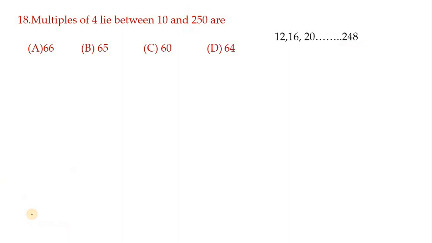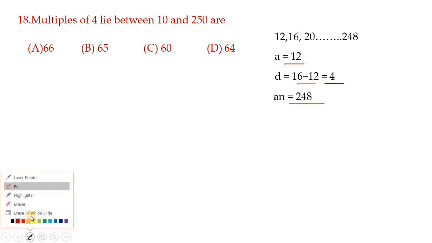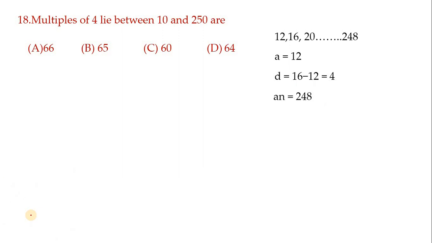So now let us find A, D and An value. A is 12, D is 16 minus 12 is 4 and An is 248. Now which formula will you consider? The last term is given here, An. So An formula only you have to consider, because we are going to find the n value. How many numbers are there? How many n value you wanted to find?